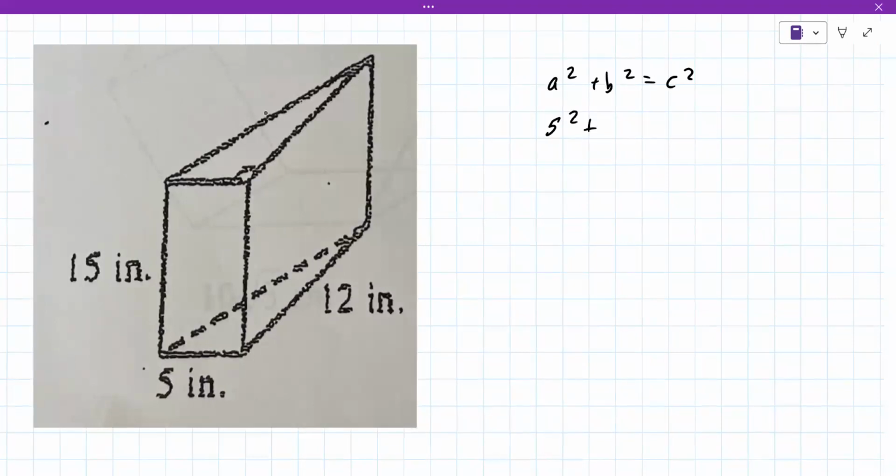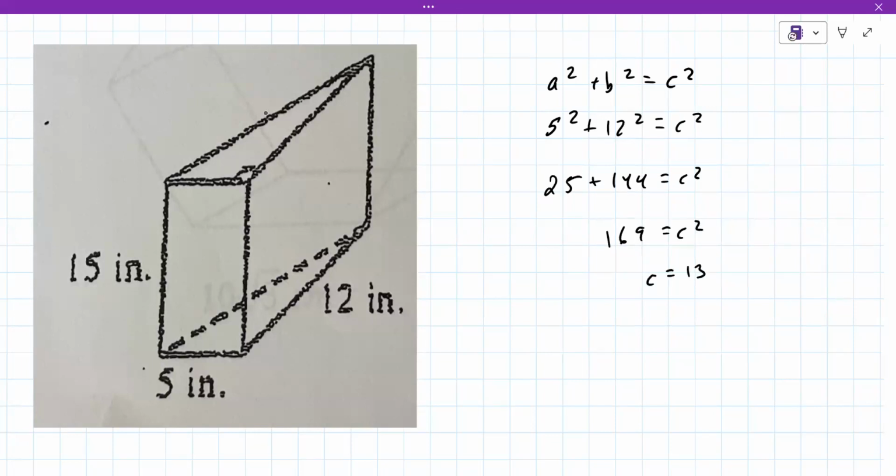If we did this, it'd be 5 squared plus 12 squared equals c squared, and you get 25 plus 144 equals c squared. 169 equals c squared, c equals 13. I'm giving you that because you want it to move a little faster here, but I want you to first find the lateral area, please. They're all rectangles because just like the last problem, the base here is that triangle, the top and the bottom. I'll check your answer whenever you got it.